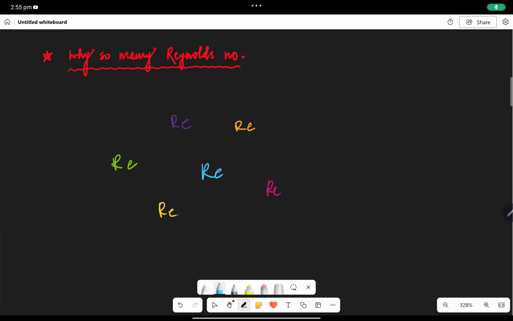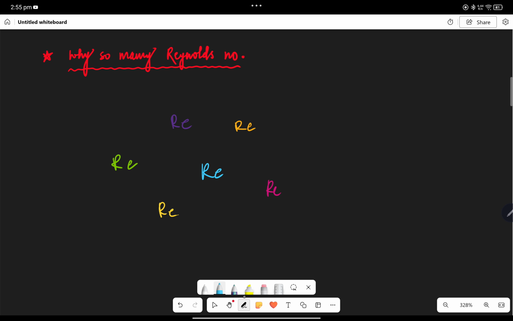So if you also get confused about why there are so many Reynolds numbers and why I am getting so many ranges for different types of regions, like turbulent, where sometimes the range is greater than 2100, and sometimes the range is less than 5 into 10 to the power 5. So why is this happening, why are there so many Reynolds numbers and so many values? For clearing this doubt, I am making this video.